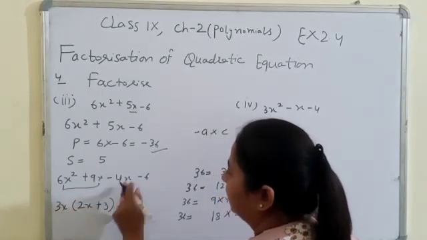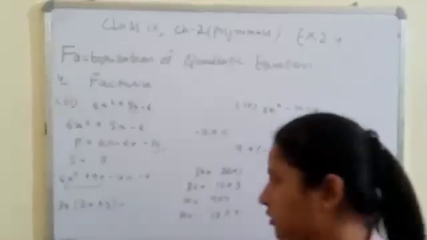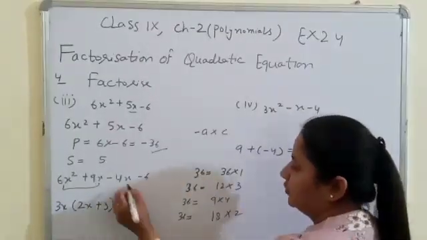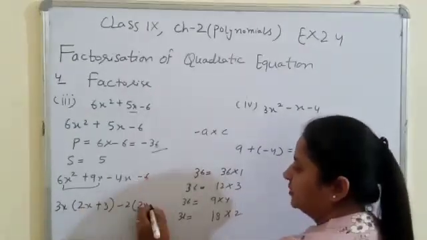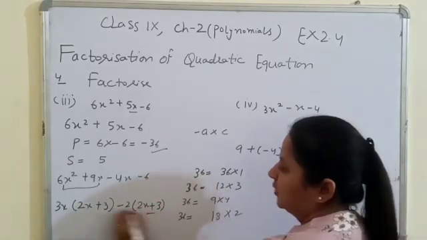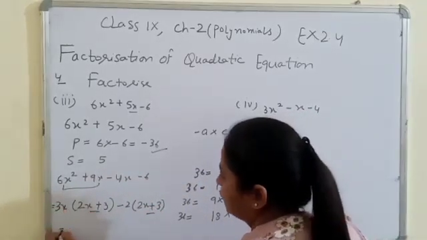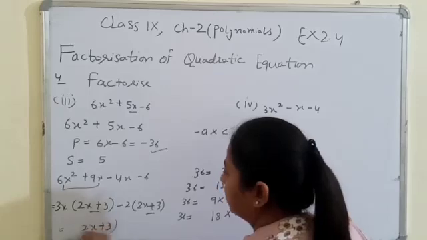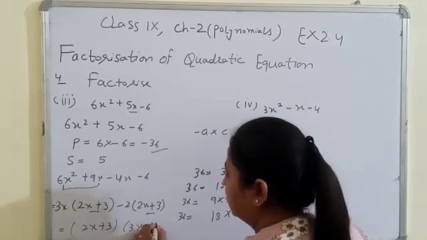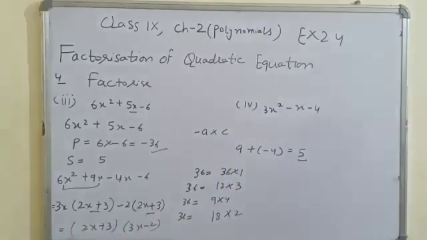2x plus 3, minus 4x minus 6, we can take minus 2 common. Minus 2, change the sign. 2x plus 3, 2x plus 3, take it common. So these are the factors for part 3. This is the result.